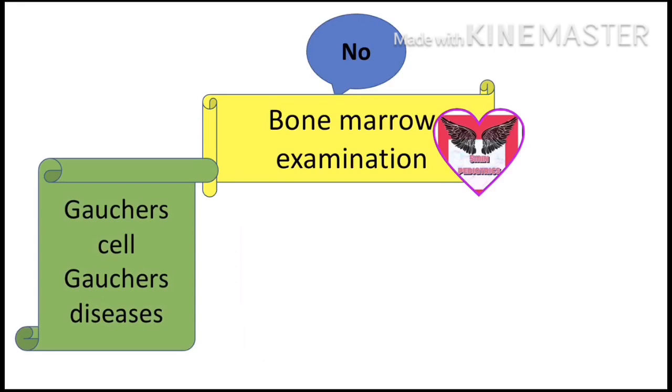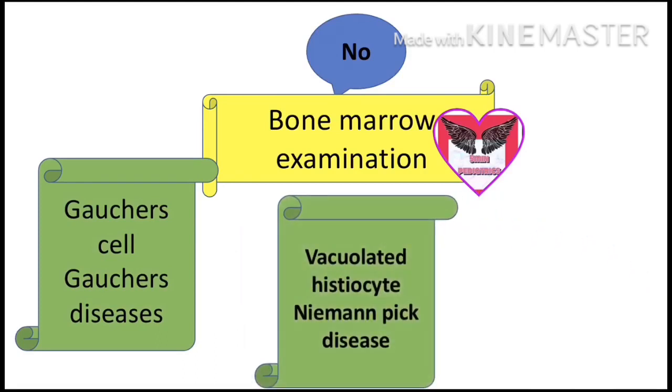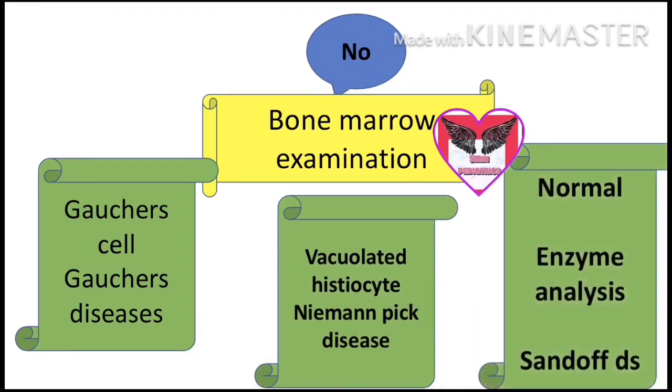What are Gaucher cells? Actually, it is an intracytoplasmic inclusion body with a wrinkled paper appearance and PAS positive. So give me two causes where we can get Gaucher cells. Give me in the comments. If we get vacuolated histiocytes, we have Niemann-Pick disease, and if bone marrow is normal, then go for enzyme analysis. Then we have the diagnosis of Sandhoff. So in grey matter disease with storage, we have Gaucher's, Niemann-Pick, Sandhoff, and another, galactosemia.